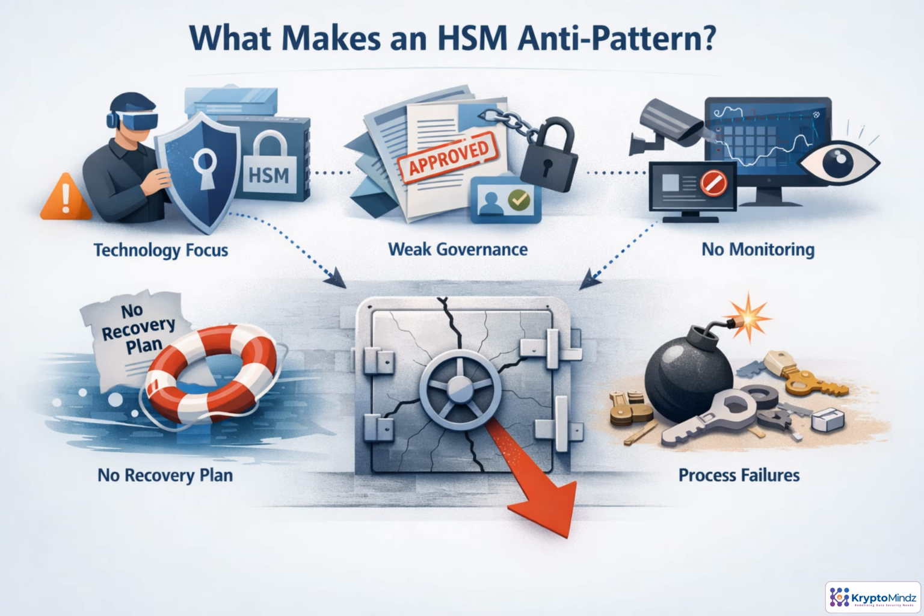An HSM anti-pattern is what happens when strong crypto hardware is surrounded by weak practices. The device is secure, but access control, governance, monitoring, and recovery are not. That gap creates repeatable mistakes and predictable incidents. Teams overtrust the box and underinvest in process. Keys are misplaced, access is uncontrolled, alerts are missed, and outages can't be recovered cleanly. Most HSM failures start here, outside the cryptography.